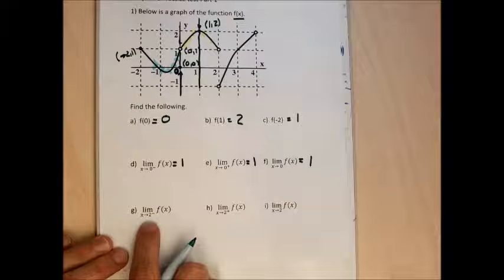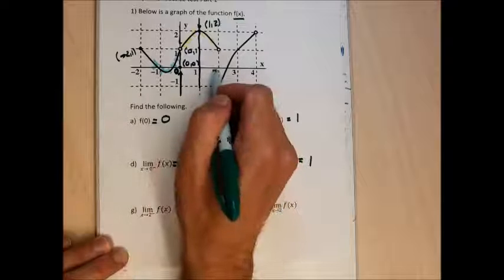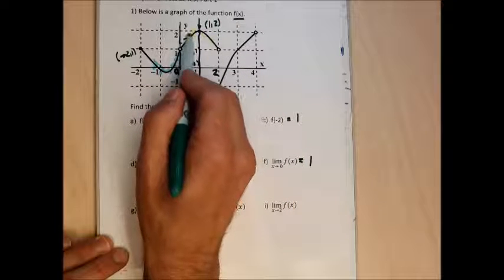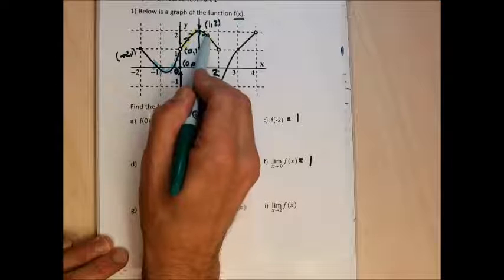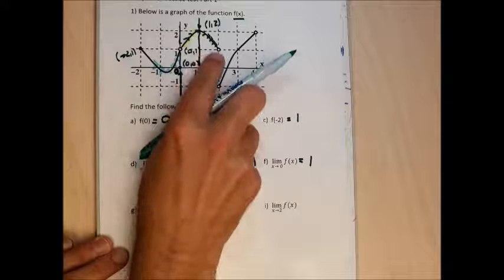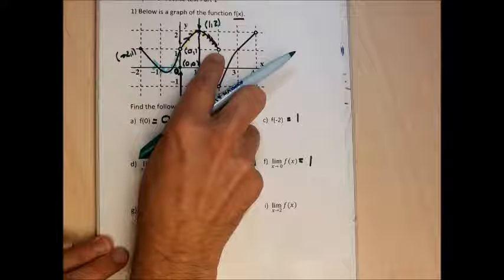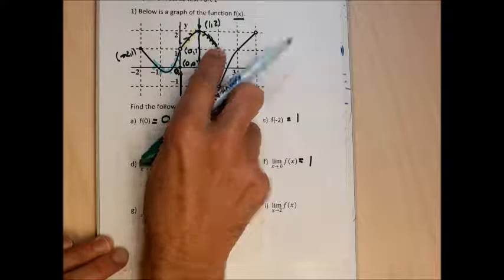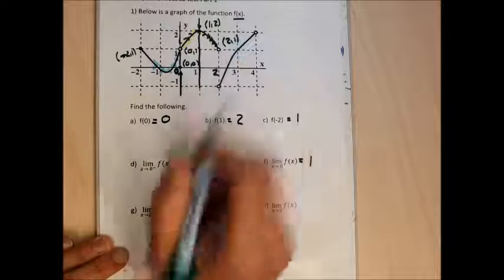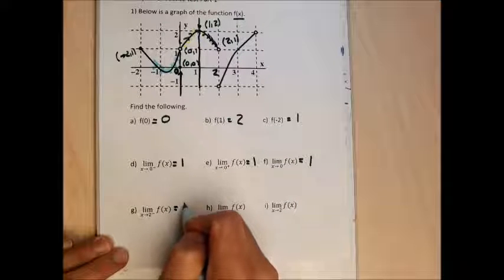Part G wants me to find the left-hand limit as I approach x equal to 2. Here's the x equal to 2 from the left side. So for part G, I'm going to trace along the graph and stop right before that point that has an x coordinate of 2. The y-coordinate of that point is going to be the limit, the left-hand limit, and that is the point 2, 1. The answer to part G, the left-hand limit, is going to be 1.